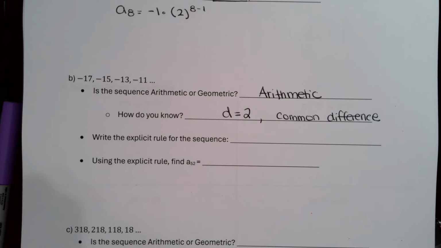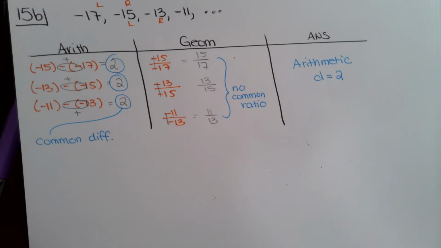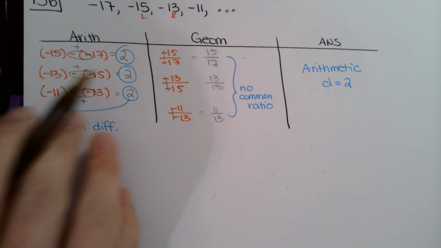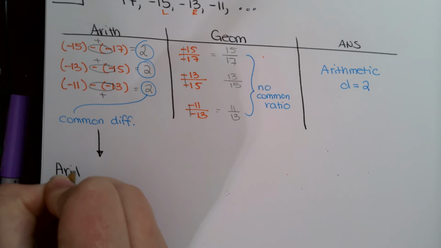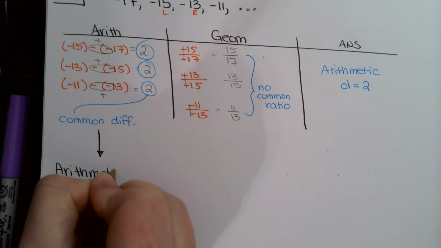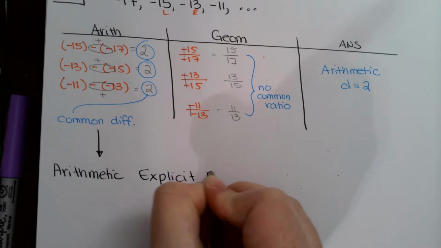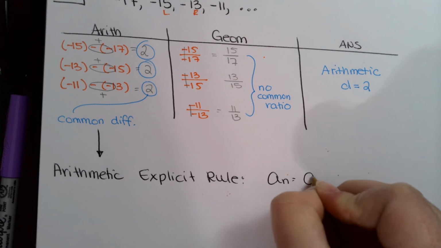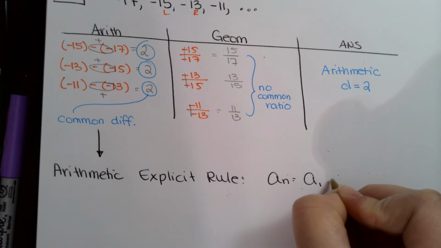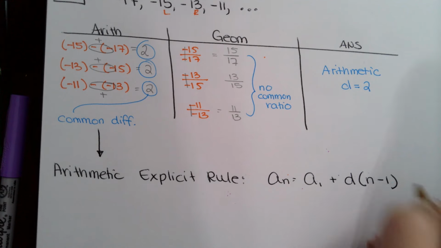Write the explicit rule for the sequence. Let's go back here. To write the rule for the arithmetic sequence, we have to start with the formula: a sub n is equal to a sub 1 plus d times n minus 1.